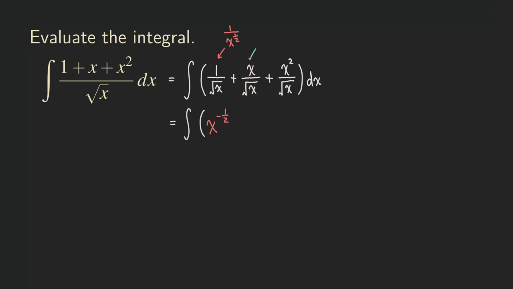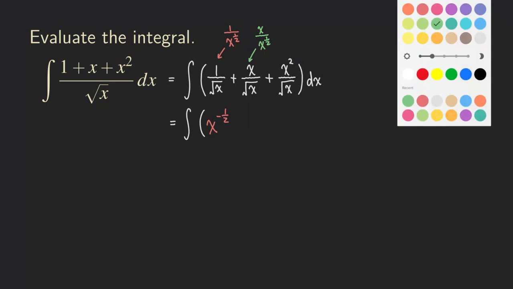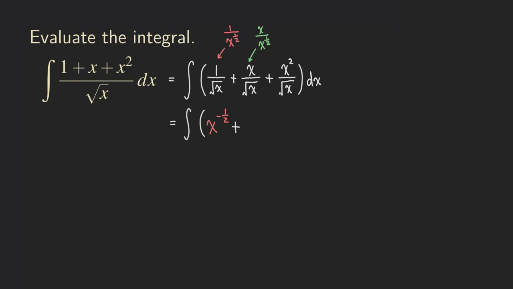And then what about this one? This one looks like x over x to the 1/2. According to the rules of exponents, we take the top exponent minus the bottom exponent and combine this into a single power of x. So we take the top power, which is 1, minus the bottom power, 1/2, and we get positive 1/2 as the exponent for x. So that's our second term.